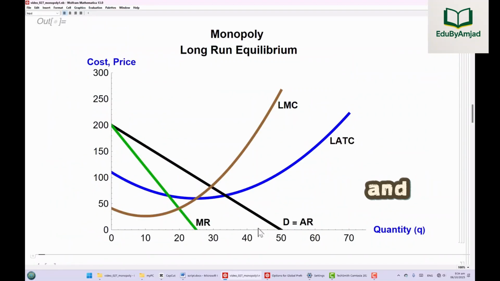Consider the monopolist and the market situation illustrated in this diagram. The linear curves, as labeled, represent the market demand and the marginal revenue faced by the monopolist. This is the long-run average cost curve, also called the envelope curve, and this is the corresponding long-run marginal cost curve, which intersects the average cost curve at its minimum point.